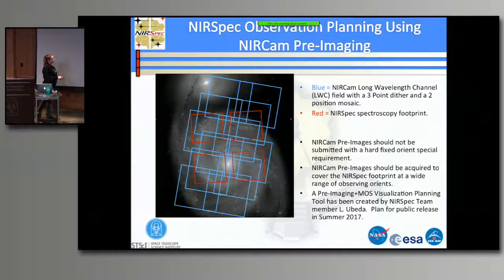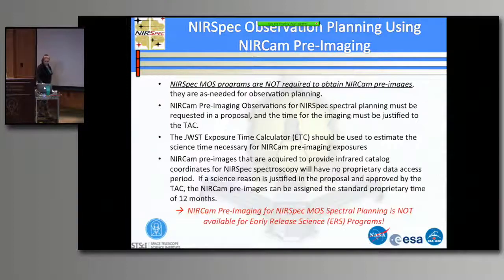So pre-images should, again, not be submitted with a hard fixed orient special requirement. They should be acquired to cover the NIRSpec MOS footprint at a wide range of observing orients. And a pre-imaging plus MOS visualization tool has been created by Leonardo Ubeda, and we plan this for public release in 2017, in summer.